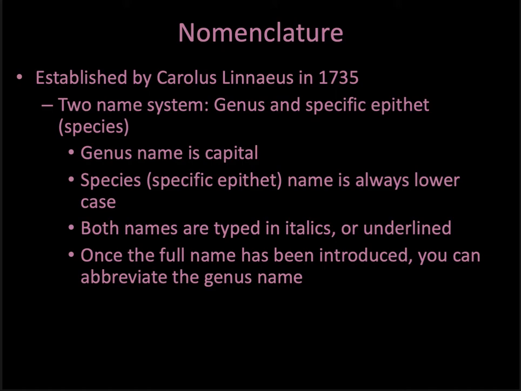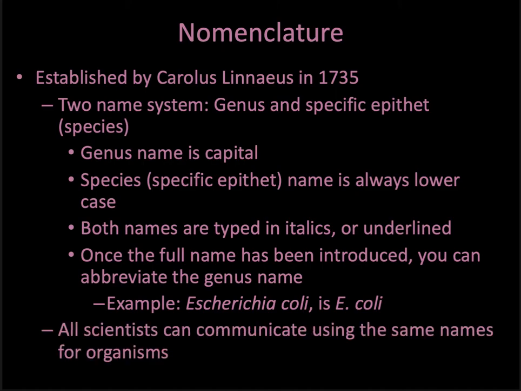Once you've spelled out the entire genus and species name the first time you use it in a paragraph or a paper, after you've written it out fully, then you are allowed to abbreviate it. A proper abbreviation is only an abbreviation of the genus name. So, for example, Escherichia coli thereafter can be called E. coli, and notice that they are still in italics.